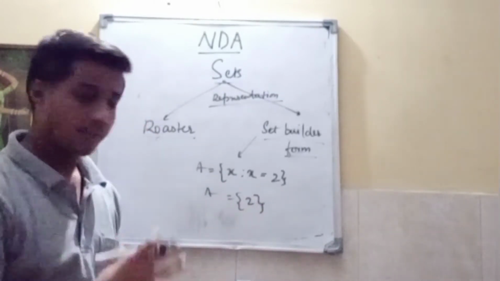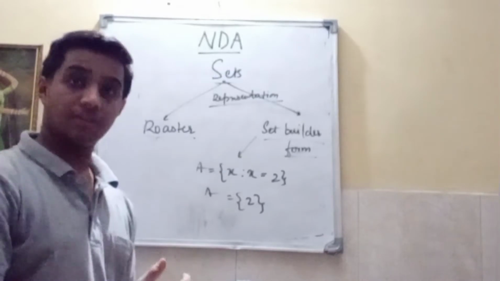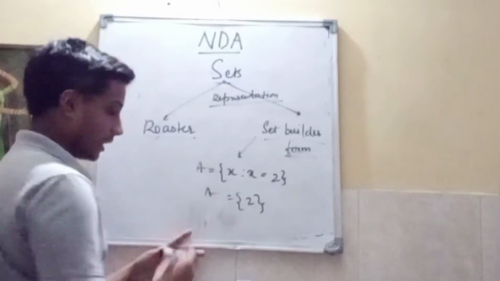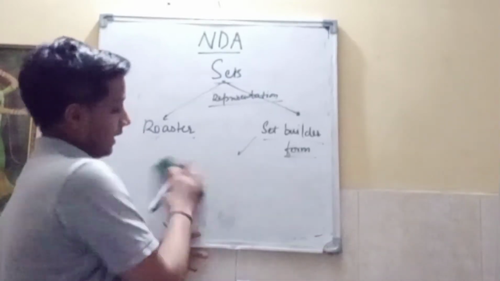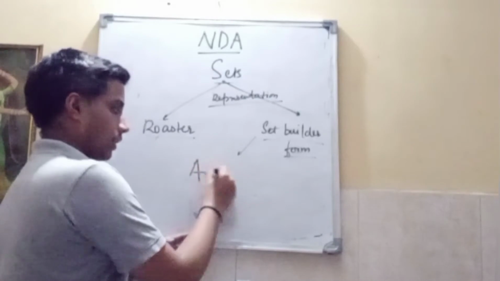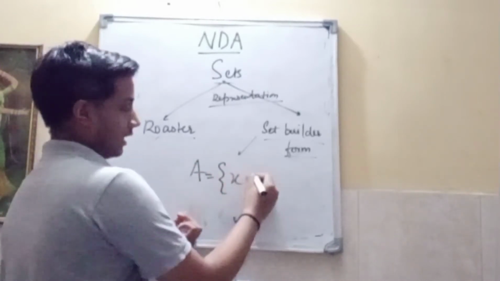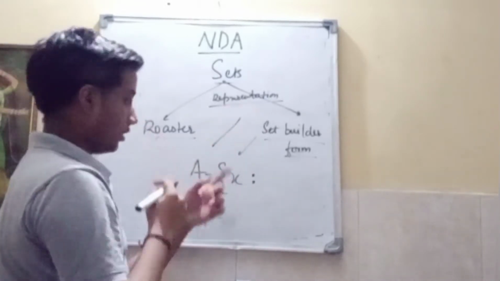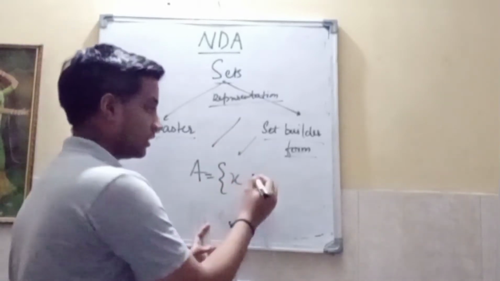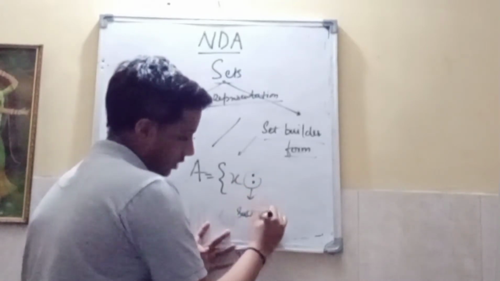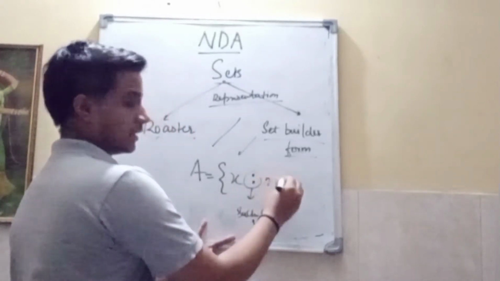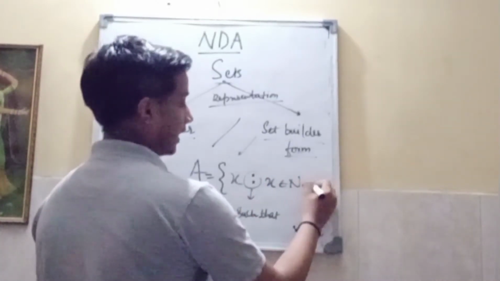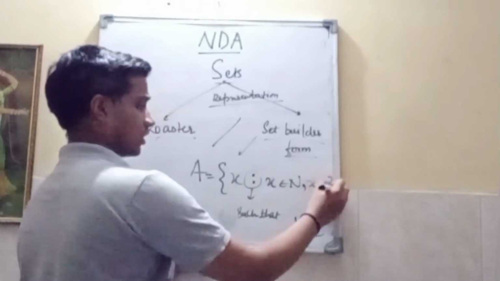Simple. If for example you have to write in set builder form the natural numbers starting from 1 and ending at 6, the example is A. This is the format: x, then you can use a colon or a slash, which is read as such that. x belongs to natural numbers. The first condition is x belongs to natural numbers and x should be less than or equal to 6.